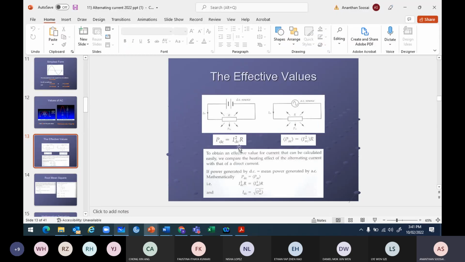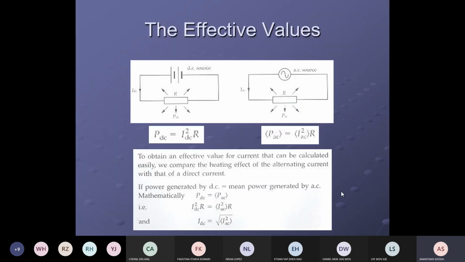How do you know it's the RMS value? It gives the same power as the direct current value. Just now we derived it: P DC is the same as P AC. So if one IDC is equivalent to the RMS value of the alternating current.